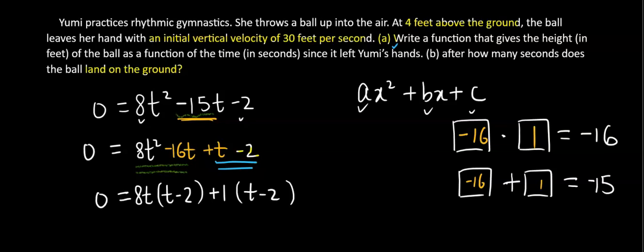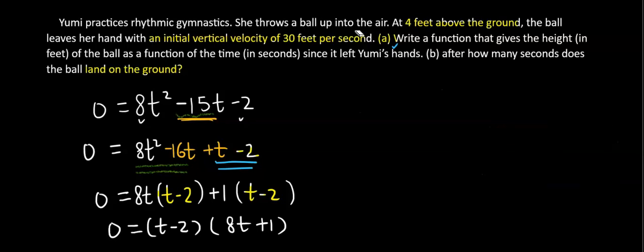And then one last step. You see you have t minus 2, t minus 2. And then you can write down t minus 2, factoring out one more time. We have 8t plus 1 equals 0. Remember, if you're just factoring a polynomial, you're done. But here, we need to solve it.